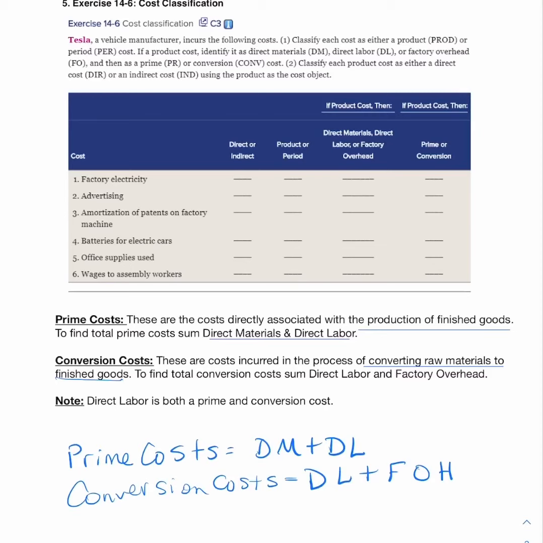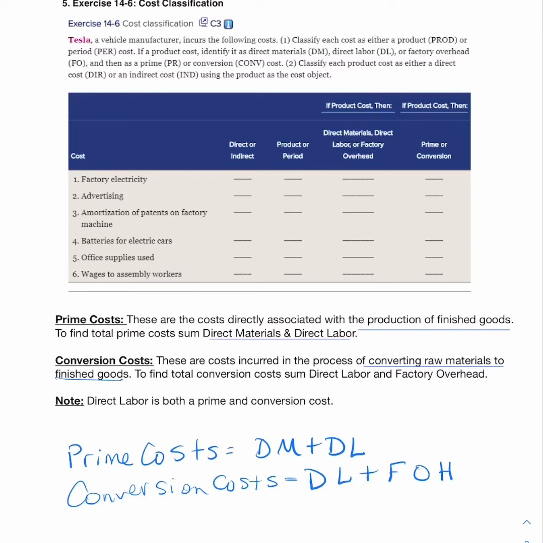Now, do be very, very careful. One of the most common things I see people do is when they try to get conversion cost, they get lazy. They've already calculated prime costs and they just add on factory overhead. Do you see a problem with that? I certainly do. Your direct labor is included in both, but direct materials is not part of conversion costs. So it creates all kinds of issues.